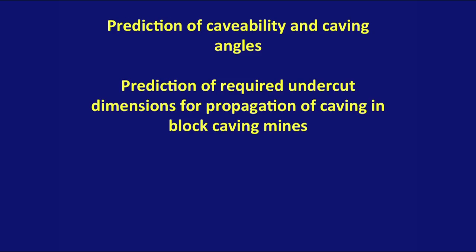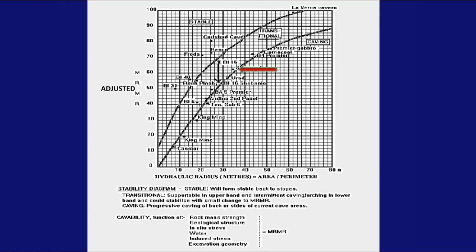The prediction of the required undercut dimensions in block cave mining for propagation of caving is an extremely important thing, and that's actually got to be done for the development of any block caving layout. This shows empirical data that Laubscher collected correlating his adjusted mining rock mass rating on the vertical axis with the hydraulic radius of an excavation. The hydraulic radius being the plan area of an excavation divided by its perimeter.